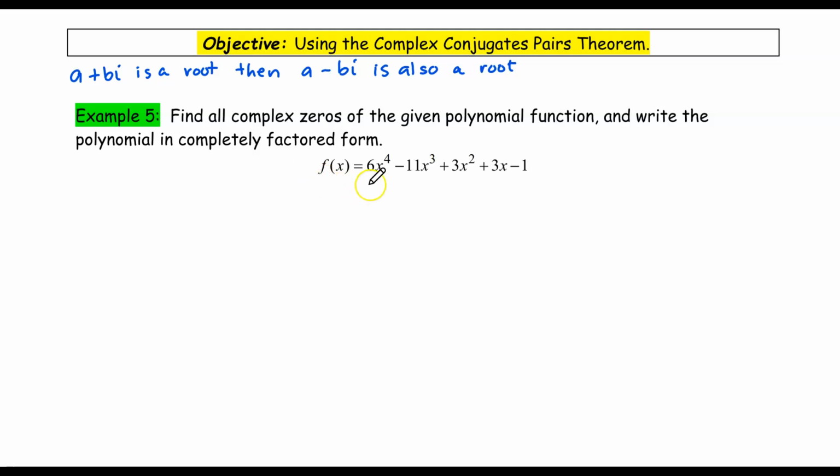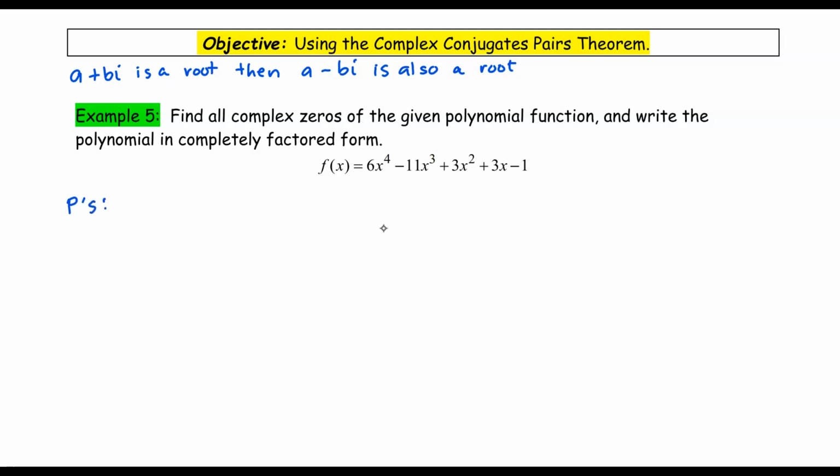To do that, first, it's important to look at the degree of the polynomial. Since the degree here is 4, we should expect 4 roots, including multiplicity. So we first get the possible rational roots. You can have p over q.